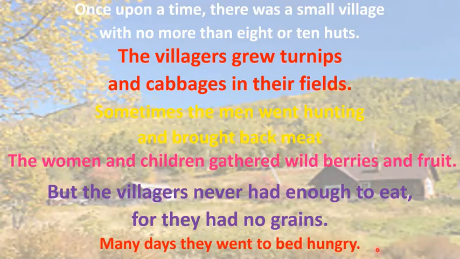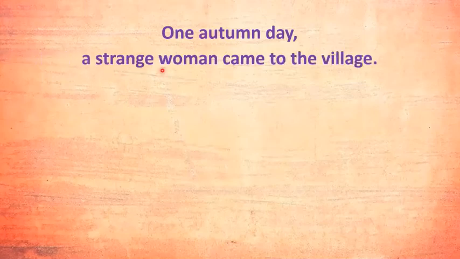So many days they went to bed hungry, with the stomach not full. They used to sleep without anything, hungry. Now what happened? One autumn day. What is an autumn day, children? It comes between summer and winter. Whatever days we are getting now, this season is autumn season, children.